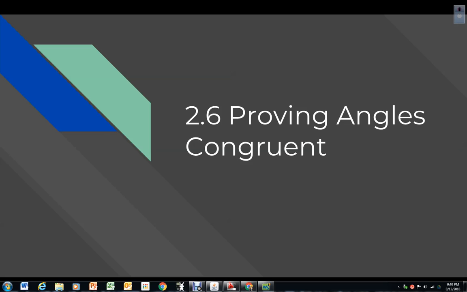Lesson 2.6, Proving Angles Congruent. So in this lesson, we're going to start bringing in and kind of introducing what a proof is.